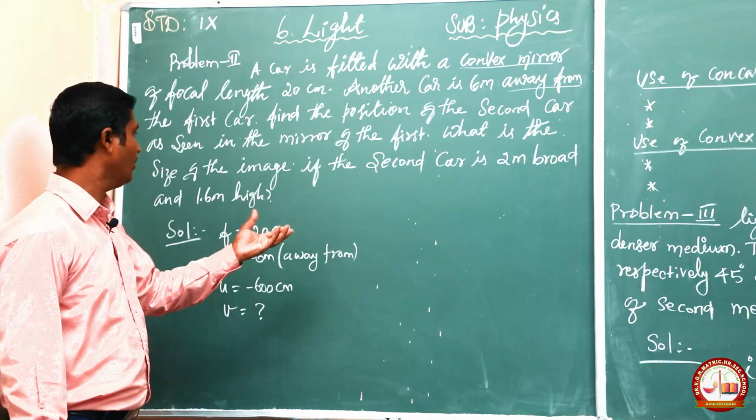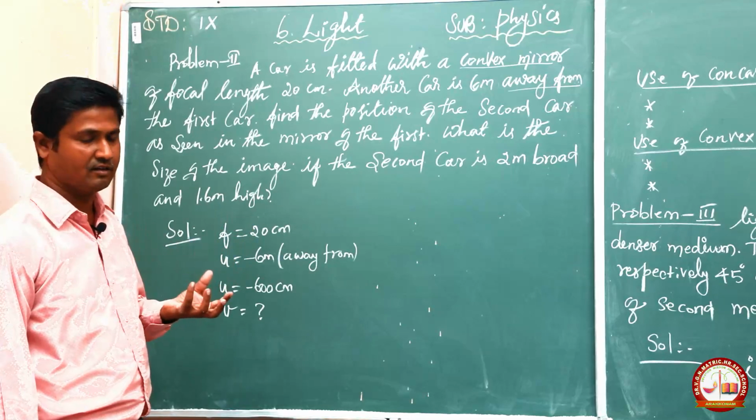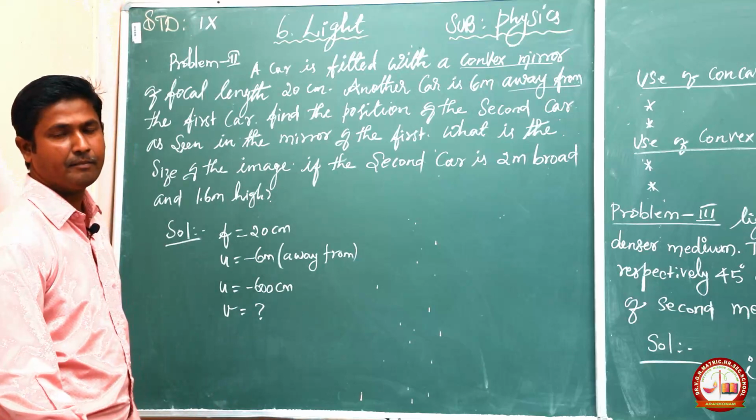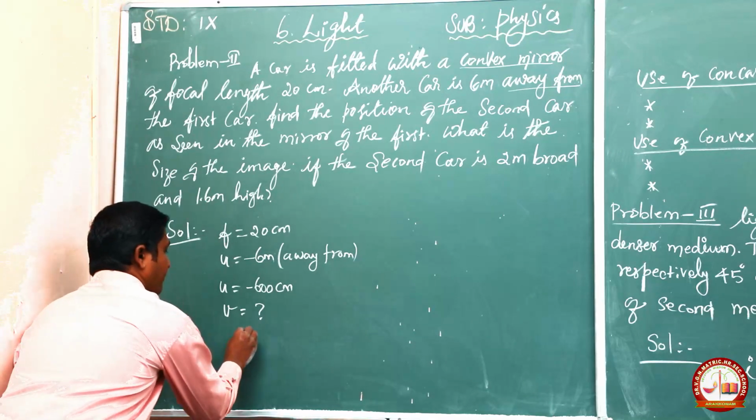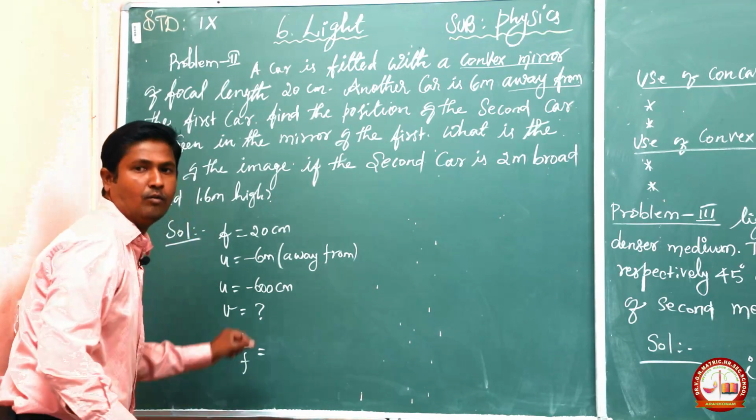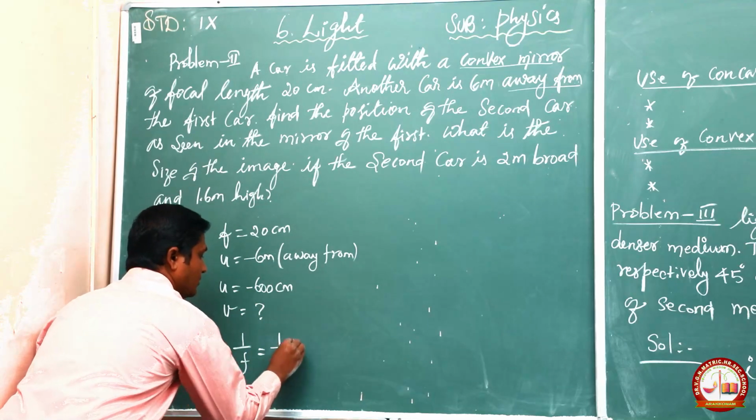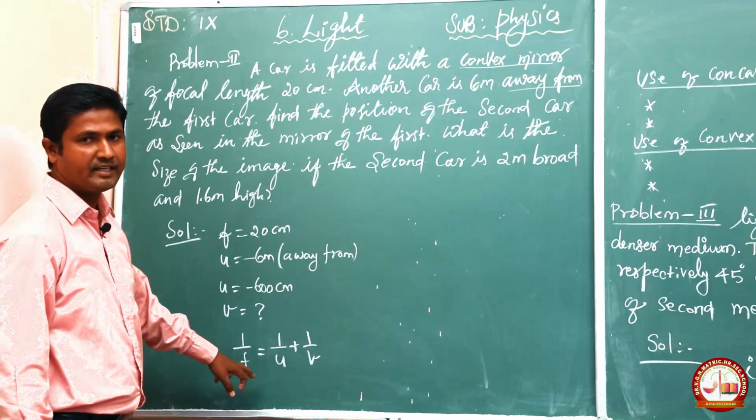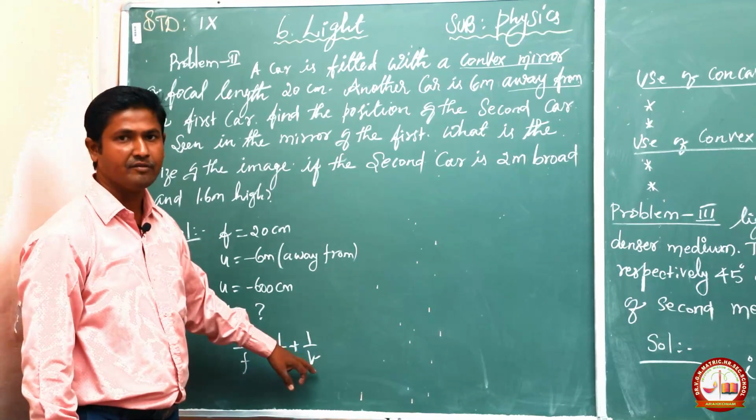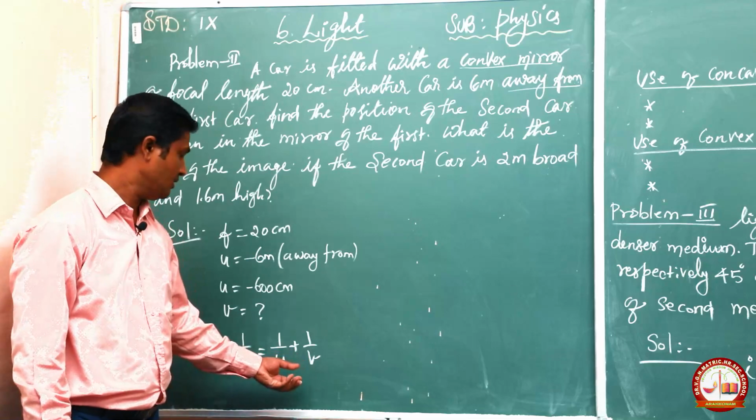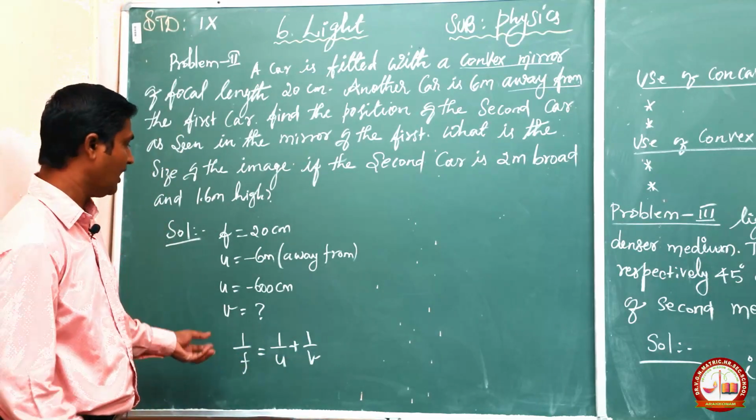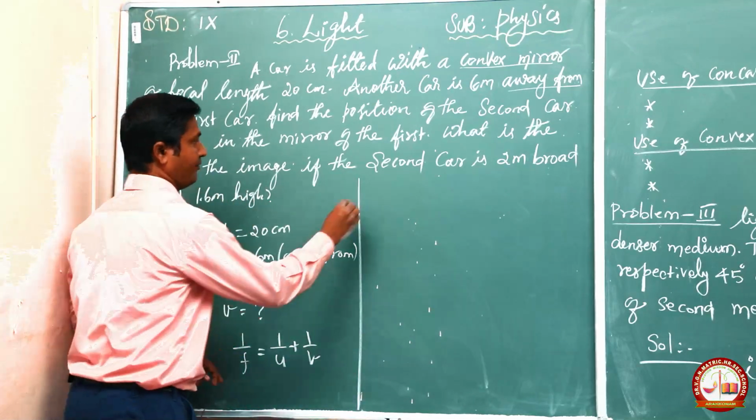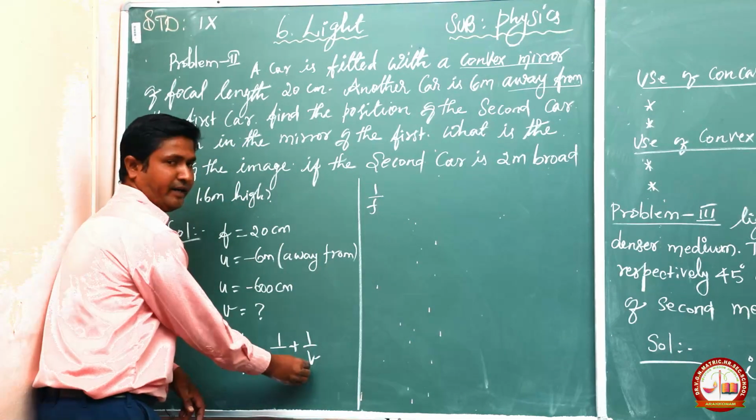So what is to find out? The image of the second car. So v is the question mark. You know the mirror equation formula, 1 by f equal to 1 by u plus 1 by v. What is the u? U is the distance of the object. What is the v? V is the distance of the image. What is this f? F is the focal length. Substitute all values in the formula, 1 by f. You find the v value.